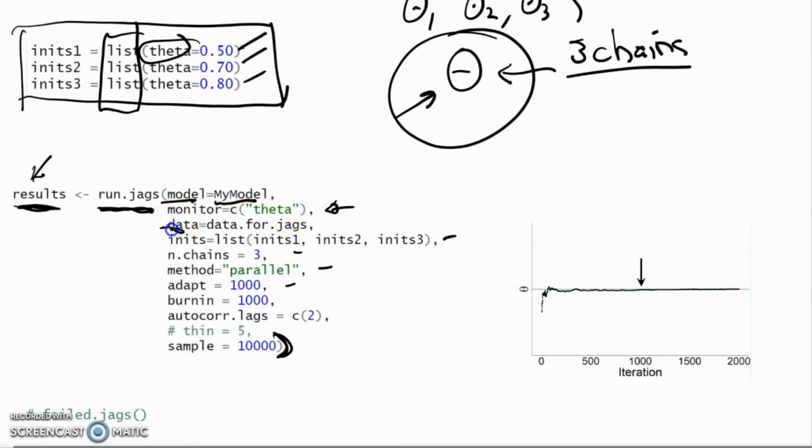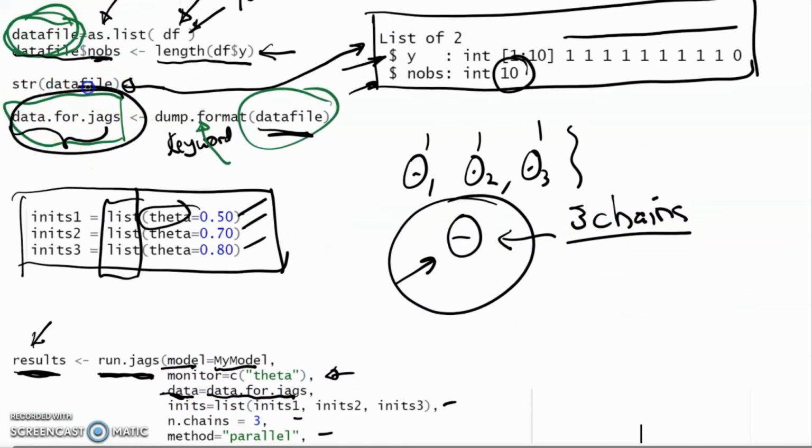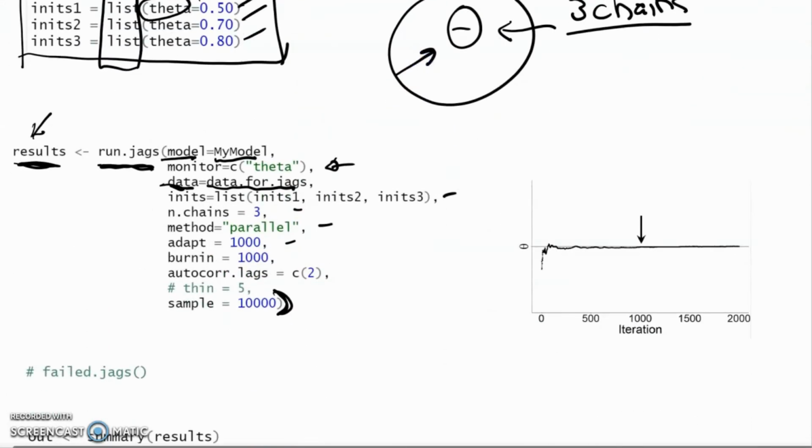Data. We have to specify the data, and the data is called data for JAGS. Where did that come from? That came from right here. So we had our data file. We used dump format to put it in a form that R would recognize, and that was called data for JAGS, so we specify that here.